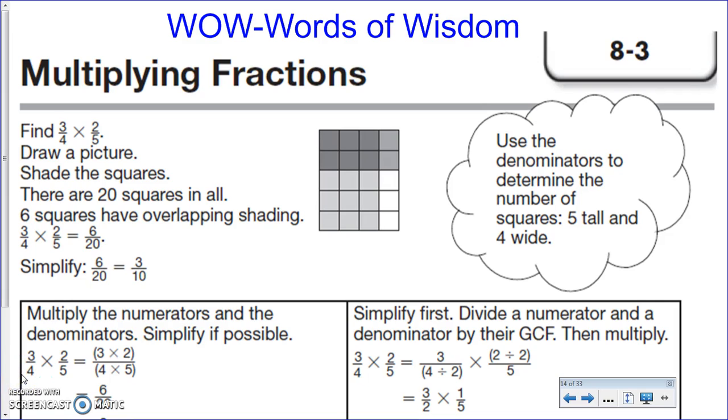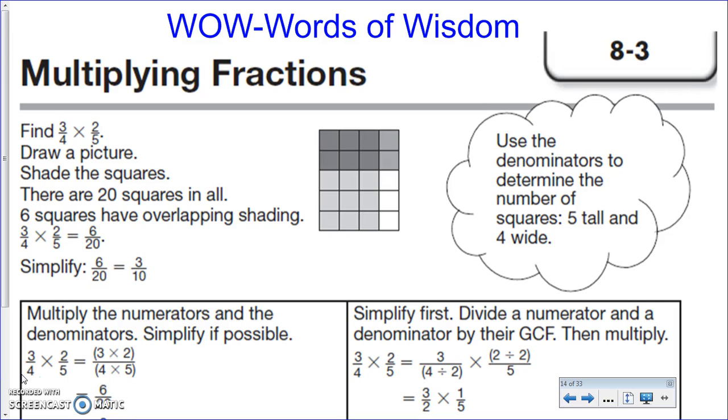Find 3/4 times 2/5. Draw a picture. So you can see to the right they've drawn a grid, and they use the denominators to determine the number of squares. So they have 5 rows for the second fraction and 4 columns representing the first fraction. Then we're going to shade in. So they shaded in 2 of the 5 rows. So that's the first 2 rows shaded in there.